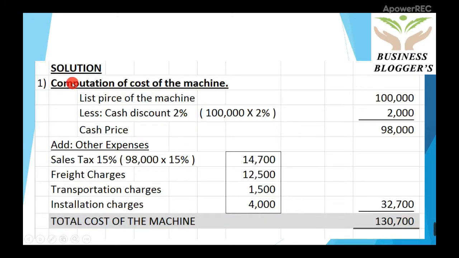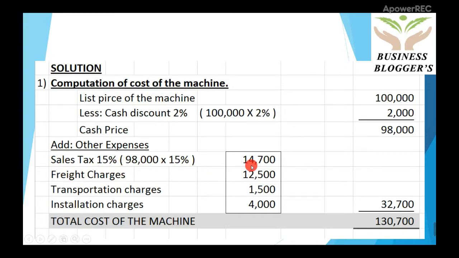First of all, we resolve our first requirement: compute the cost of the machine. The list price of the machine is 1 lakh rupees and we will take the cash discount, which is 2%. The answer is 2,000 rupees. When we deduct 2,000 from 1 lakh rupees, the cash price is 98,000 rupees. And after that we will add the other expenses.